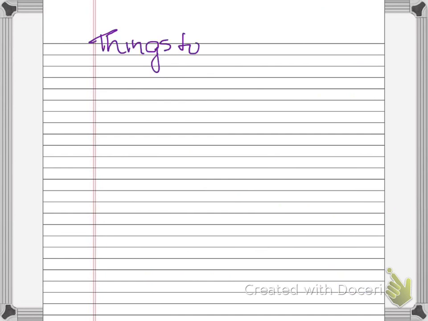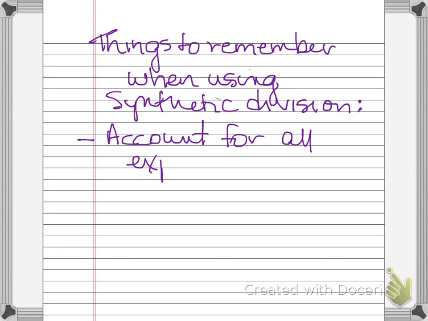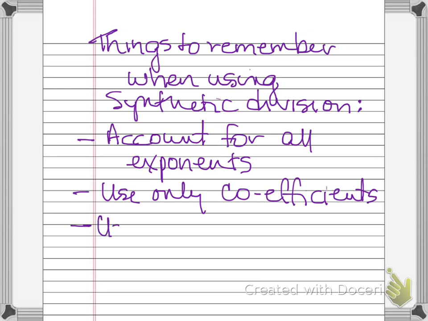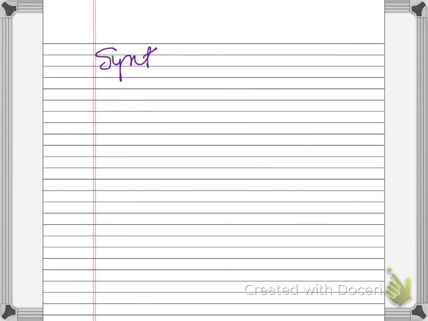A few things to remember. When you're using synthetic division, you always need to account for each exponent level. Put them in descending order and make sure they go down by 1. You're going to be using only the coefficients. You're not using the variables, and you're not using the exponents. And then you need to remember, given a factor, you're going to use the opposite sign. And you add. Synthetic division is best used for factors and finding specific values of a variable.